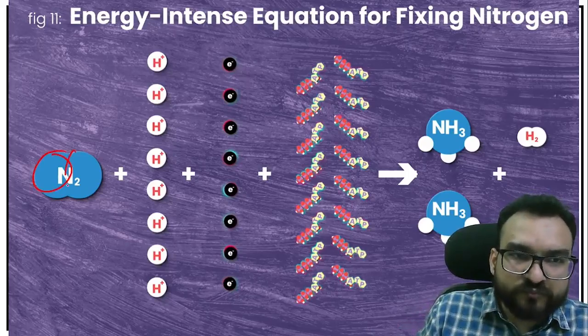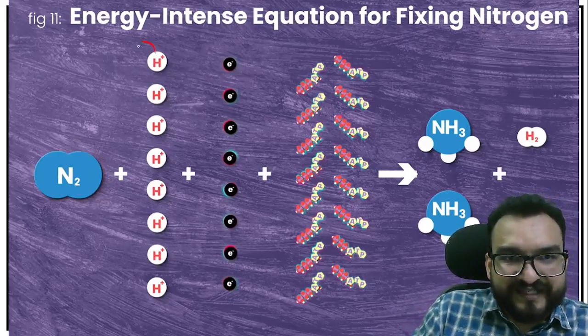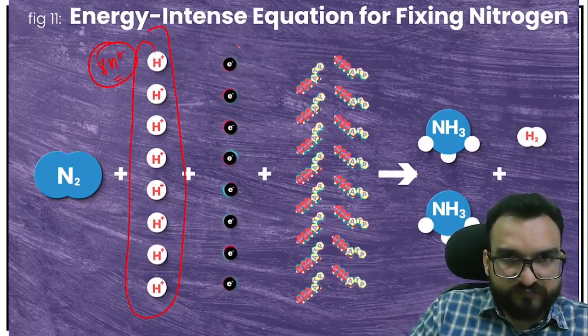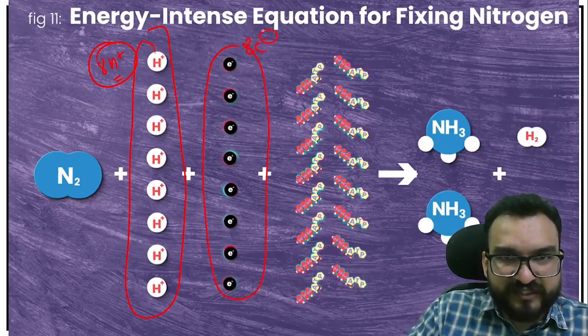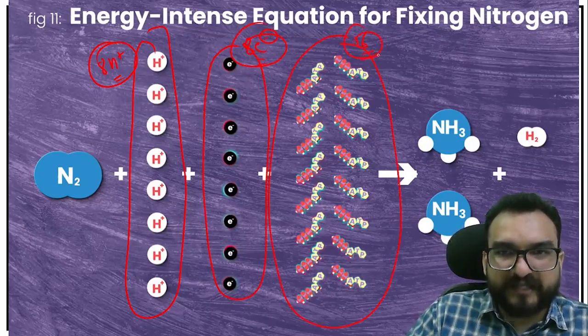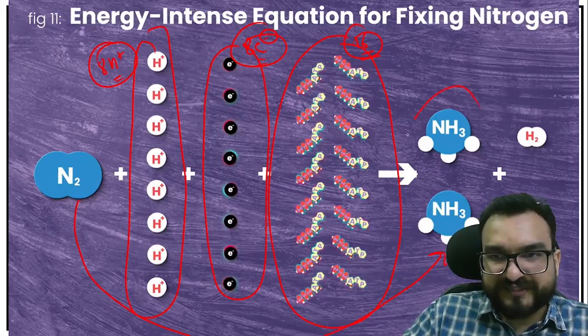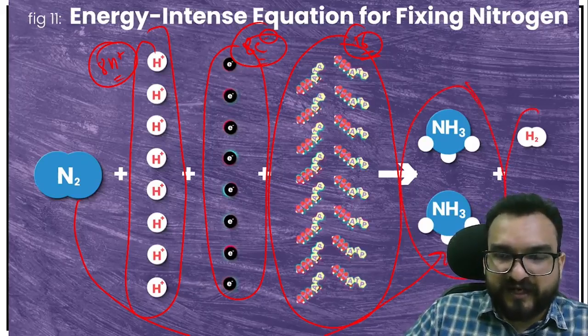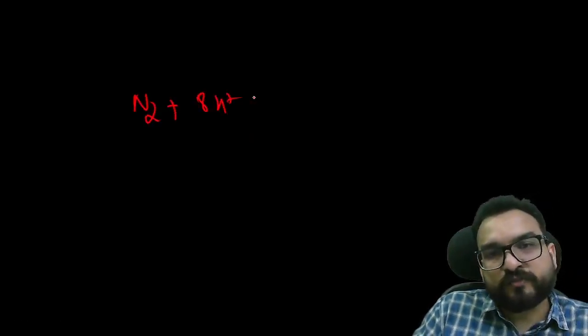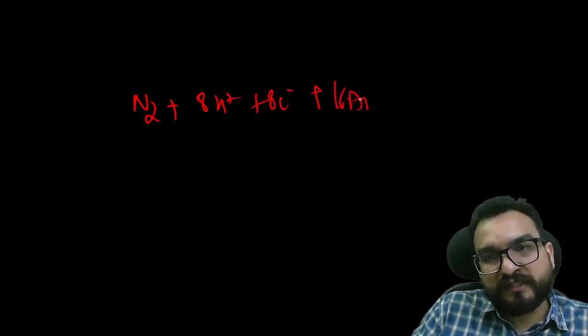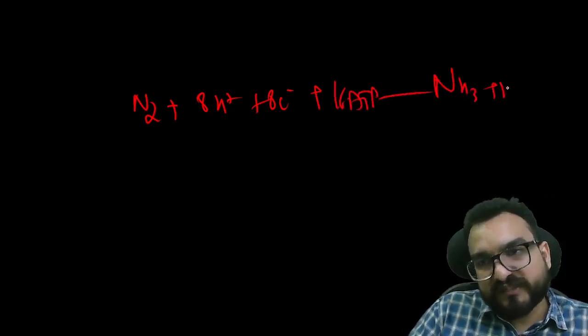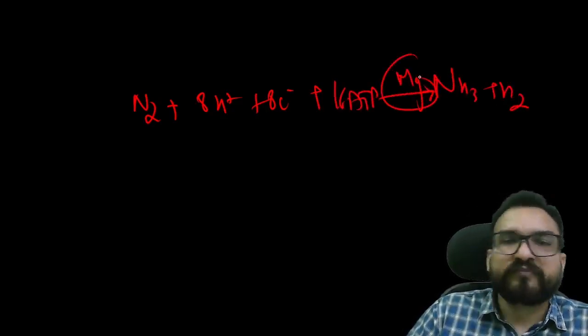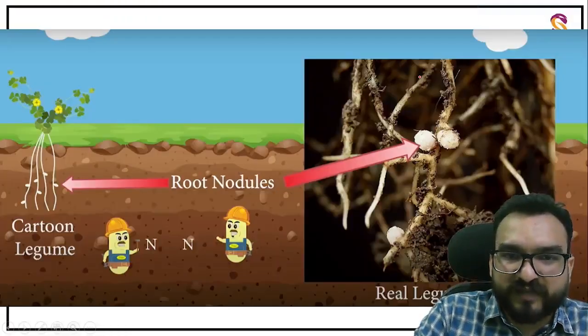This N2 molecule is getting 8 hydrogen positive ions, and 8 electrons are getting freed too. These 16 ATPs combine together to give you NH3 and hydrogen. This equation you have to write. So the equation becomes N2 plus 8 H positive plus 8 electrons plus 16 ATP, ultimately giving you 2 NH3 plus H2 in the presence of magnesium. This is what is happening in these root nodules.